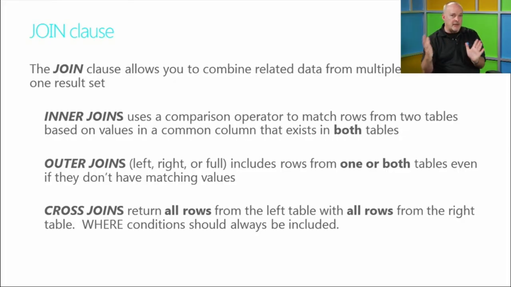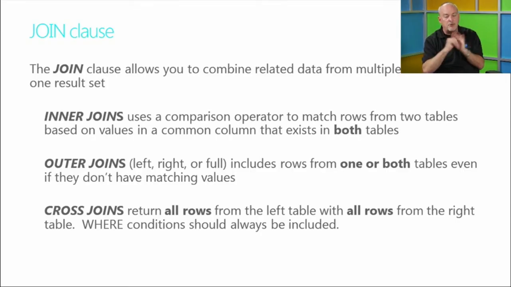Outer joins, if it's a left outer join versus a right versus a full, but if it's a left outer join, it's going to include rows from one or both tables, even if they don't have matching values. So if it's a left outer join, it's going to give me everything in that first table, we'll say the product from the products table, and then any match from that second table. So that's what it'll do for that. If it was a right outer join, it'd be everything from the right table and only the matches from the left table.